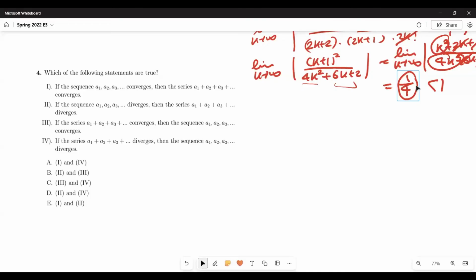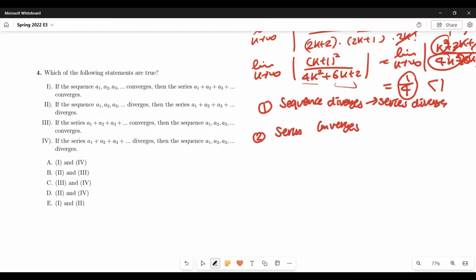Okay, this question asks which of the following statements are true. For this one, you just have to remember things. We have to remember these two statements: if the sequence diverges, then the series diverges, and if the series converges, then the sequence converges. So using these two statements, "sequence converges, then series converges" is not the right order. It's sequence diverges, series diverges, so 2 is right.